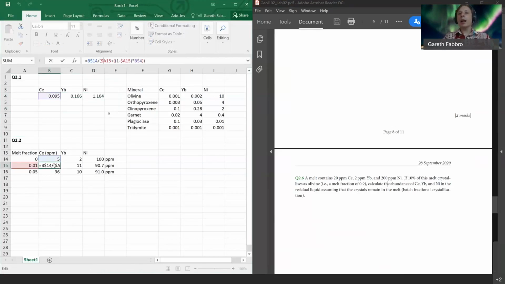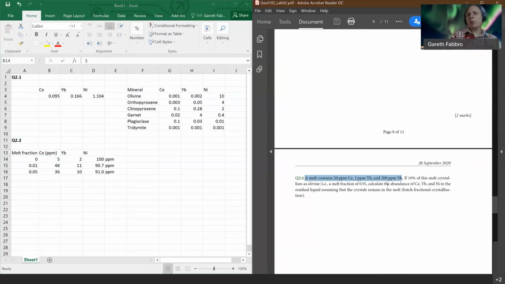And if you're wondering what your C0 is, that is these contents here. So remember, when we were doing partial melting, this C0 was the amount of that mineral in the solid.